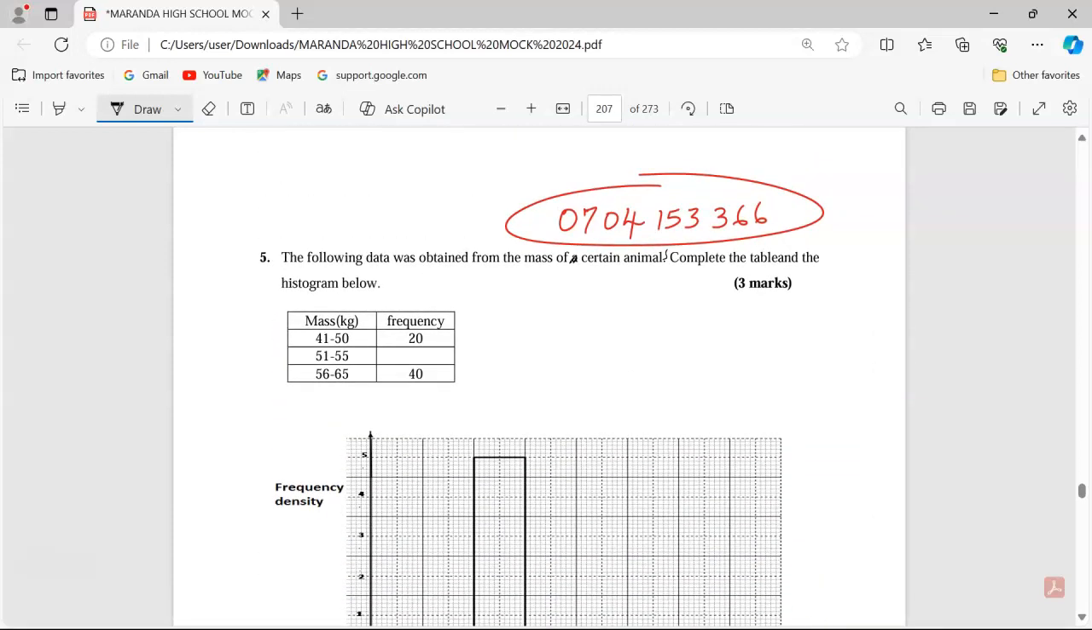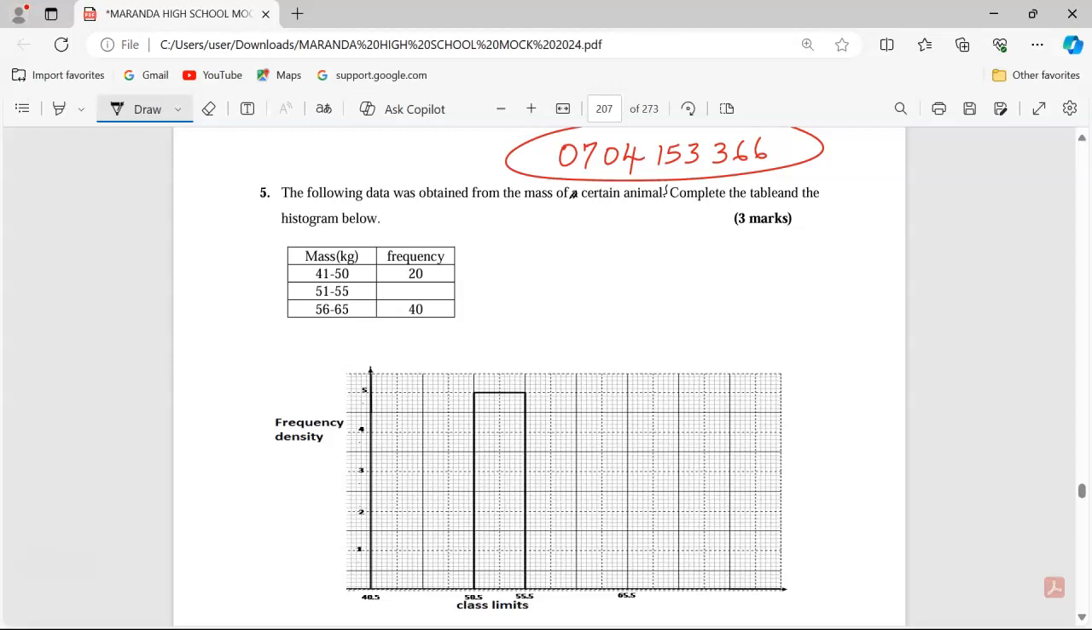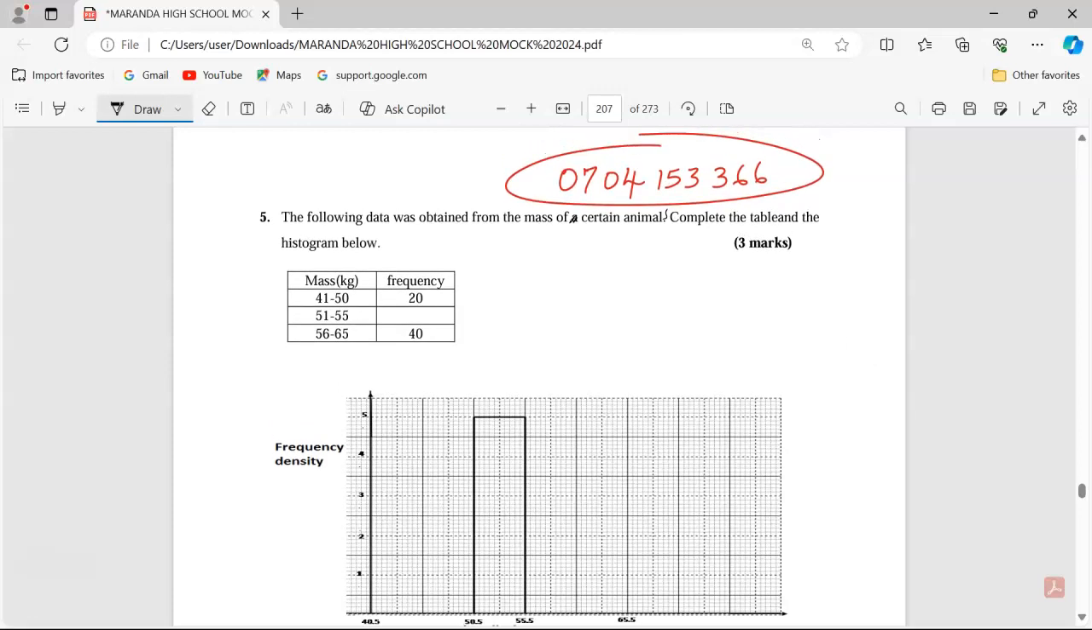Let us look at what is required. Remember, frequency density is usually plotted when the class intervals are not uniform. So this means we need now to draw and extend our table such that we'll be able to finish up with the frequency density. Then there is also some missing frequency. We are also supposed to locate it. Then we go now to the histogram, whereby we are supposed to finish up with the diagram.